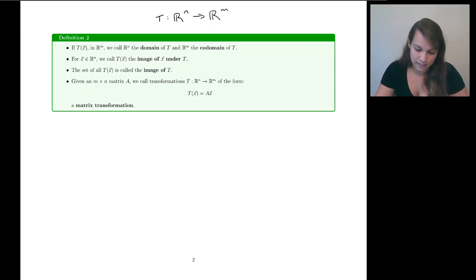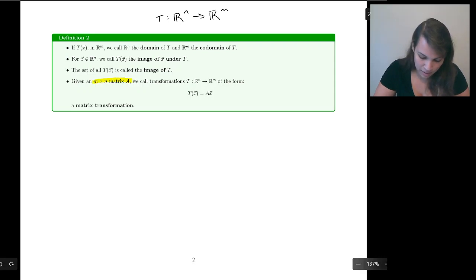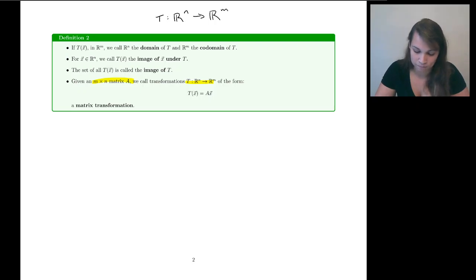And then lastly, we've got an m by n matrix A, and we call the transformation from Rn to Rm a matrix transformation if we can write it this way, which is what I wrote on the previous page.